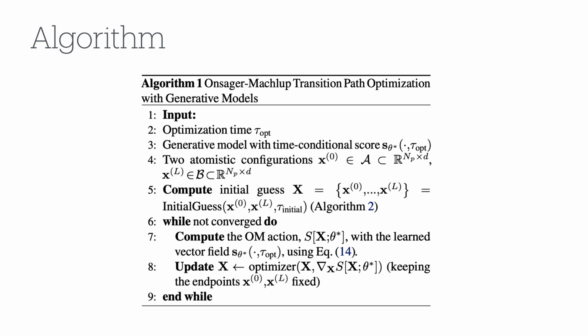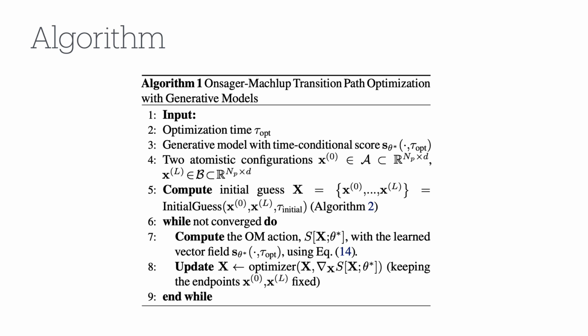But then the idea is we keep updating this path to gradually minimize the OM action. If we're minimizing the OM action, we're trying to maximize the likelihood of this path under the score function at this noise level tau, right? So if this path is constructed in a noisy space, we get this path at the end of the algorithm, and then we just denoise the values on our path, or decode, or whatever you want to say, until we get our path in the true configuration space. And that's the whole algorithm.